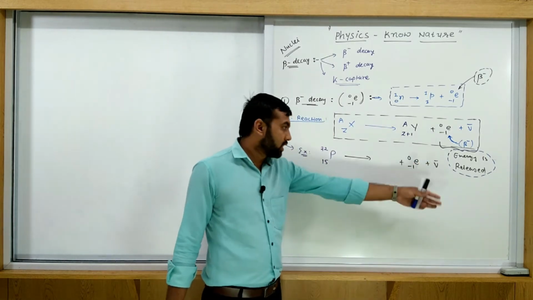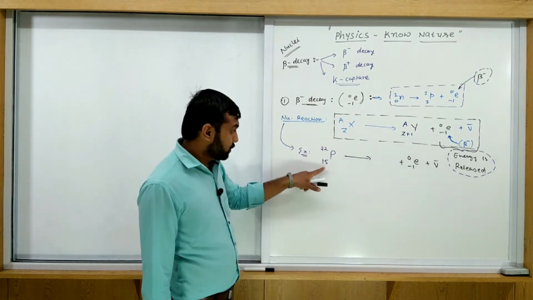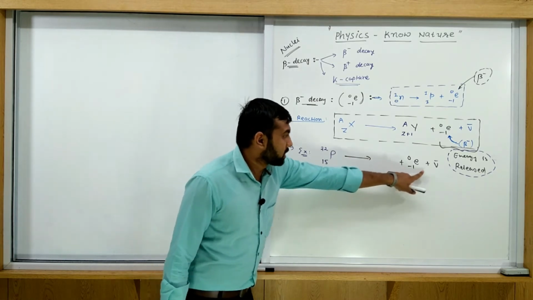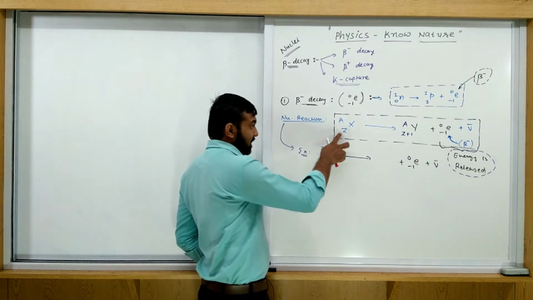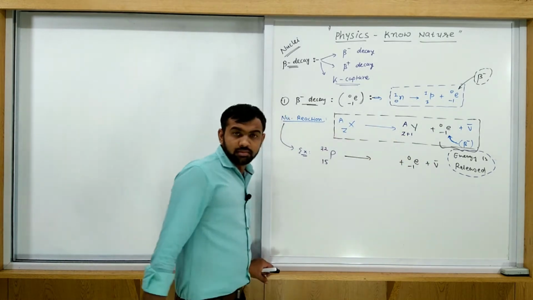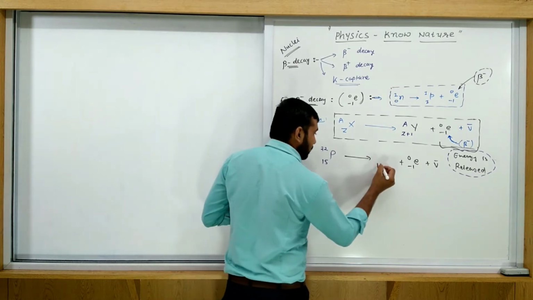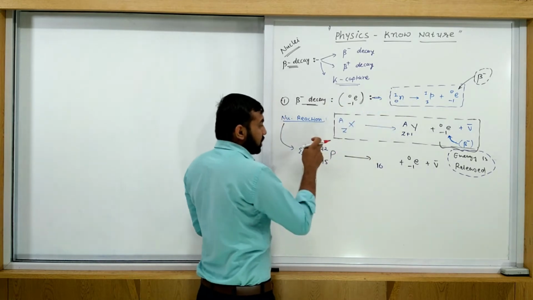We will discuss energy after completion of this example. So here a new nucleus is produced, along with beta minus and antineutrino. What is produced here? Here Z, then Z plus 1, because we balance this. So 15 plus 1 is 16. Here there is no change in A, so here 32.